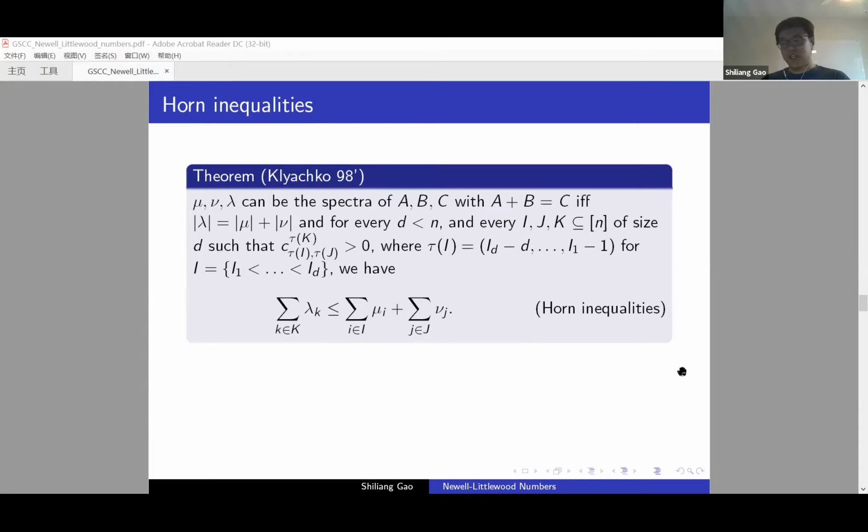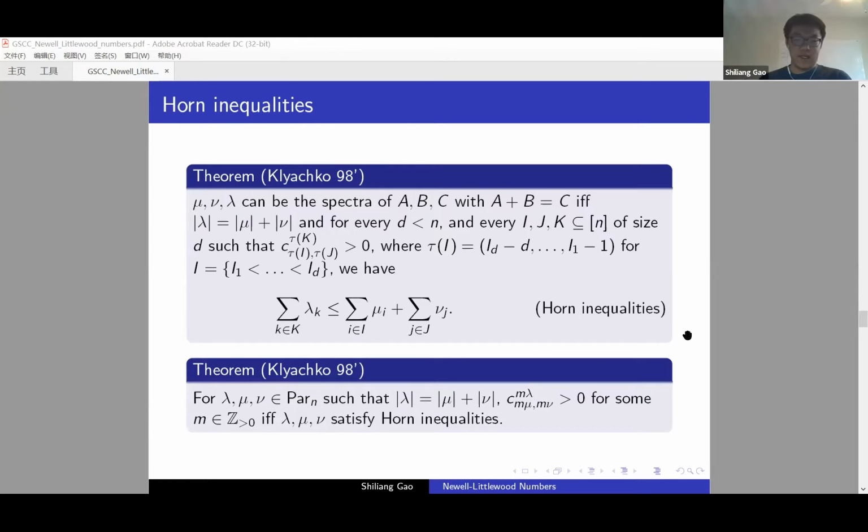But it was later, combining the work done by Knutson and Tao, we can show that these are the exact same family of inequalities. Now, so how does that relate to Littlewood-Richardson coefficients or Newell-Littlewood coefficients?